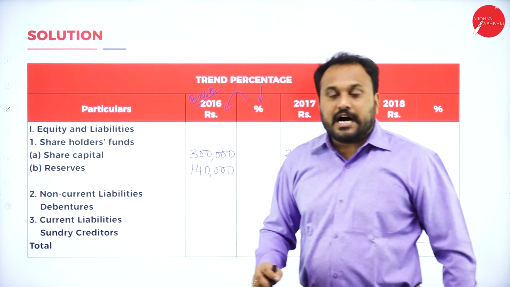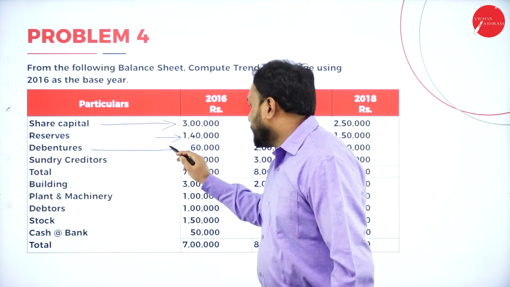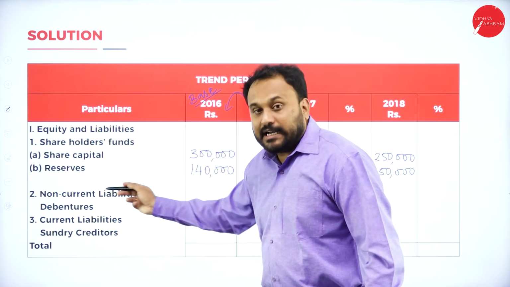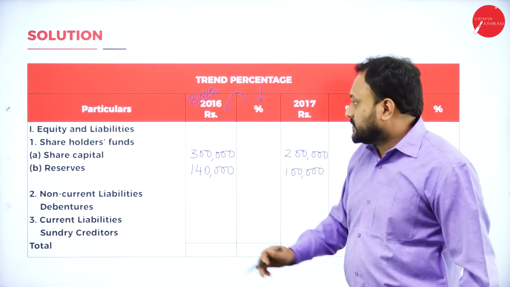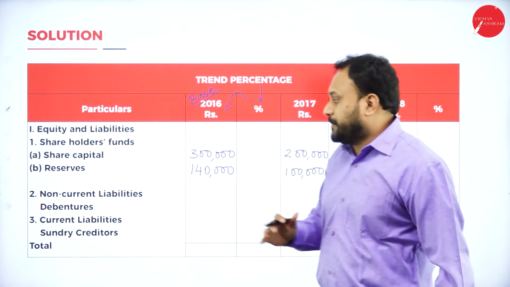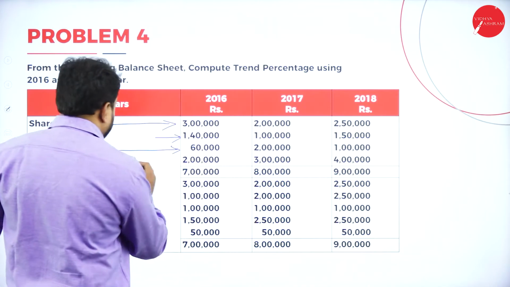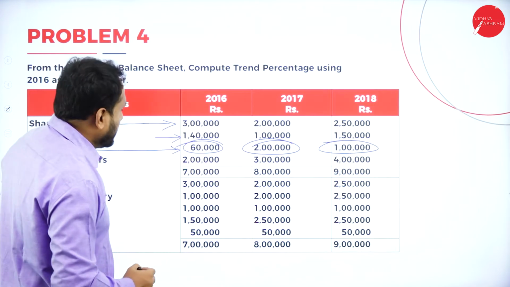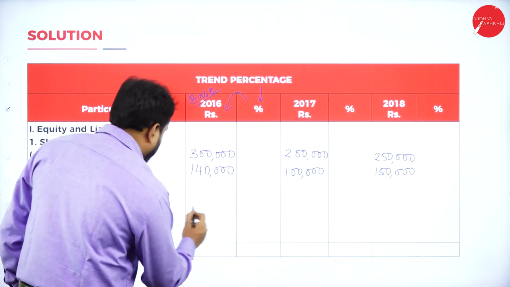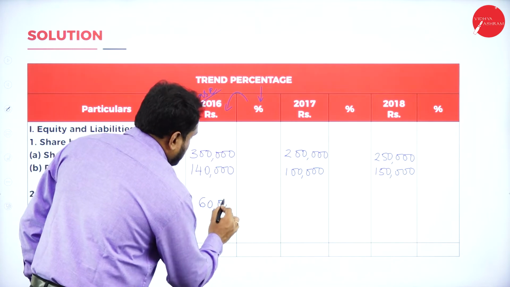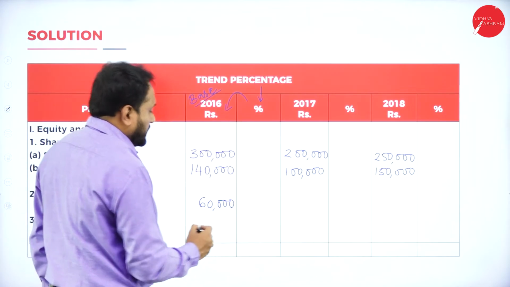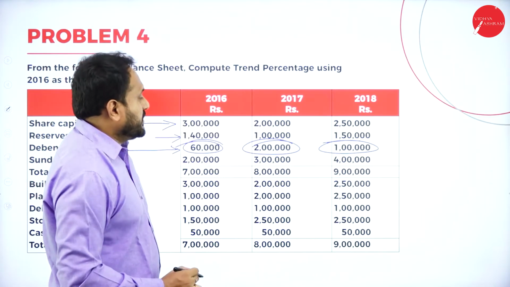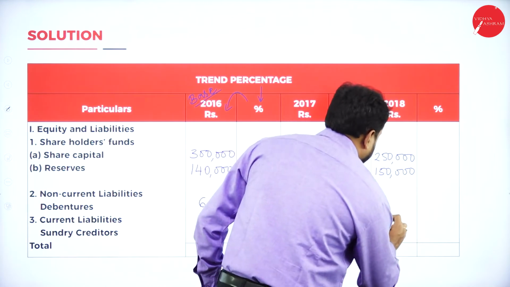Now debentures are in what way? Now we have debentures, isn't it? What they have given here is non-current liabilities, that is what the debentures is. So 2016, 17, 18, copy paste. Now how much is the debentures here? 60,000, then 2 lakh and then 1 lakh. Go with the same thing here. That is 60,000, debentures is here. Then we have 2 lakh. We'll write here 2 lakh. And the last one here is 1 lakh. So we'll go with 1 lakh.